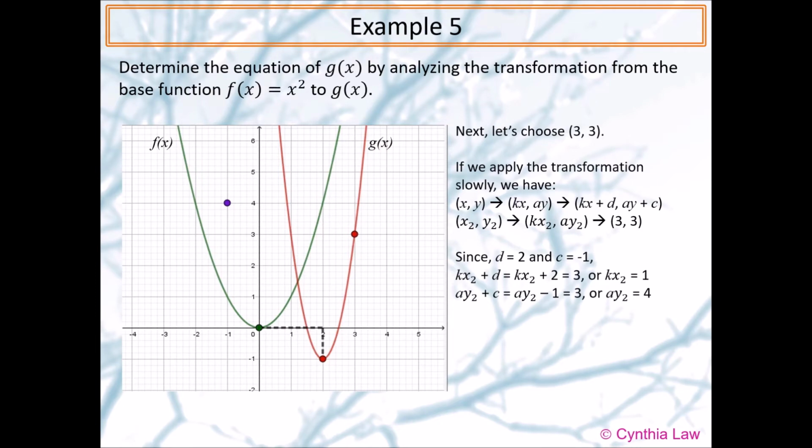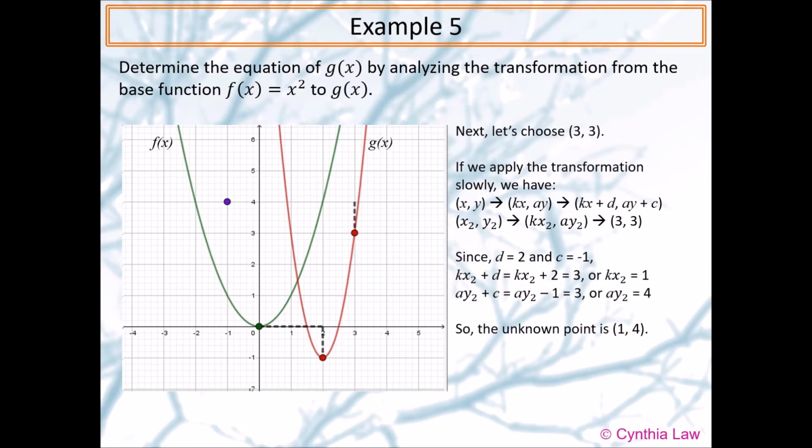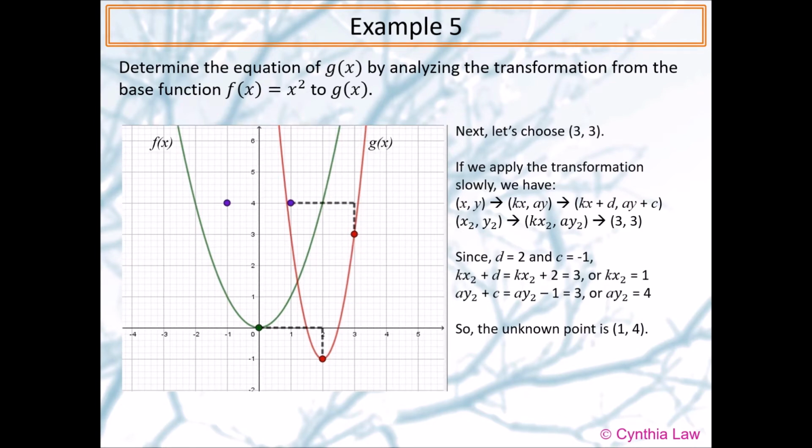However, this is a little bit time consuming, so if we do it visually, we know that because of the D and C, D being 2 units moving to the right and C being 1 unit down from f of x. So now we start with g of x, we do the opposite, so we go up 1, and then we go to the left twice, and we have a final point.